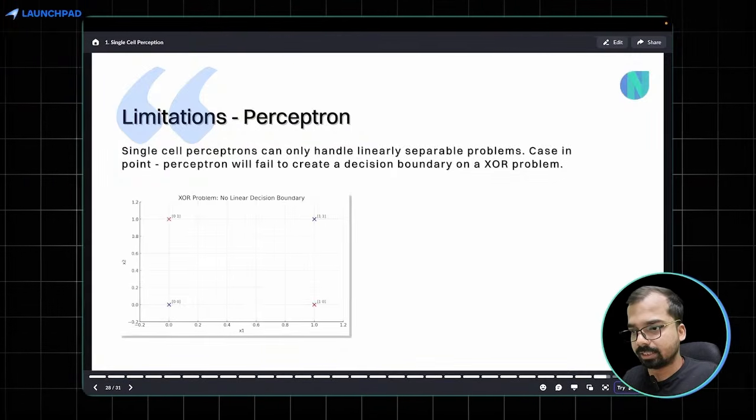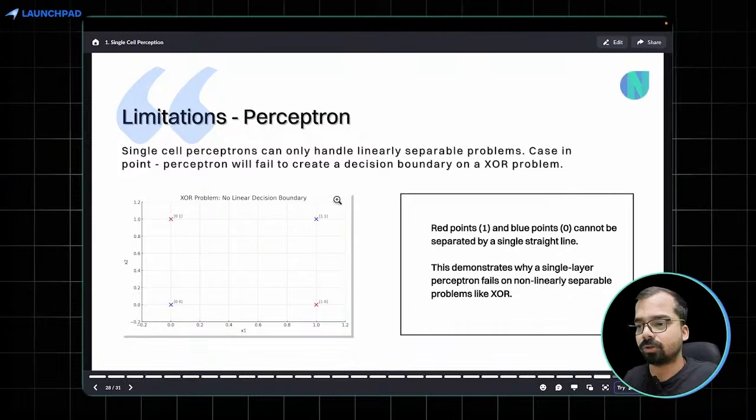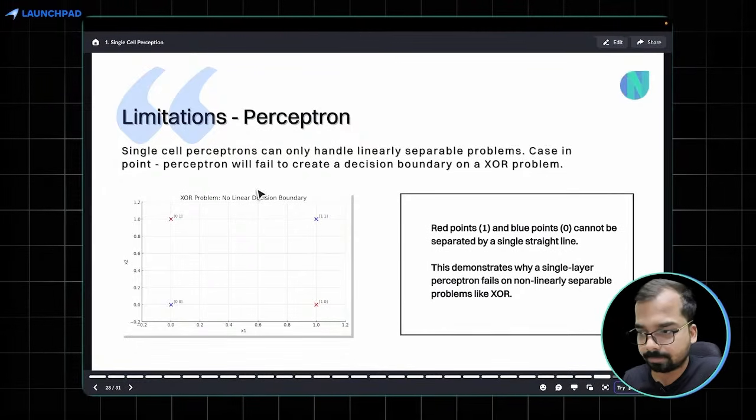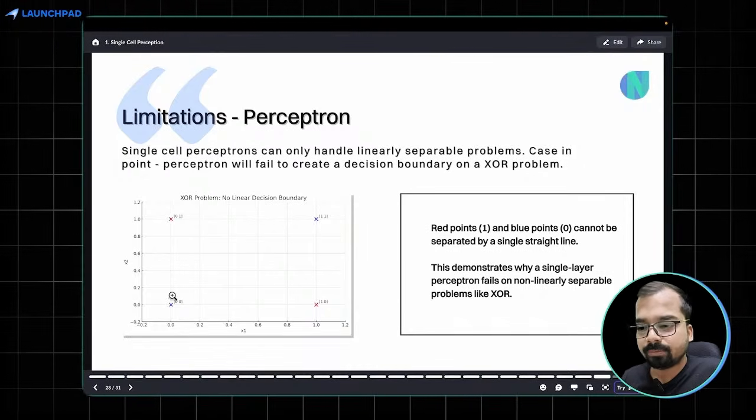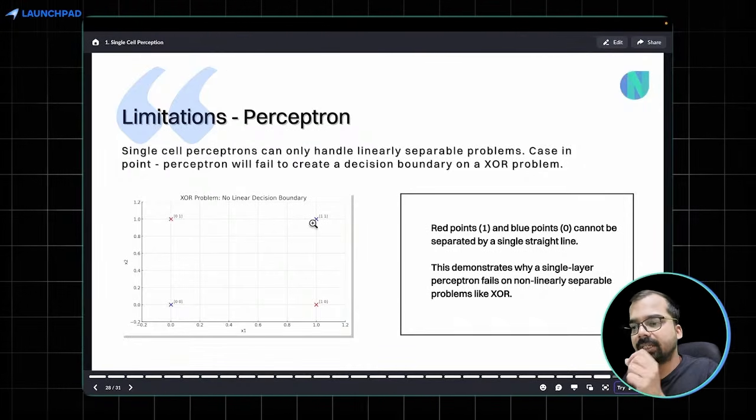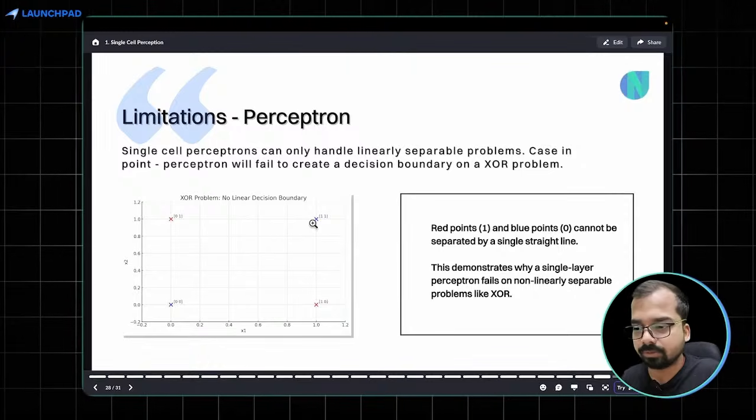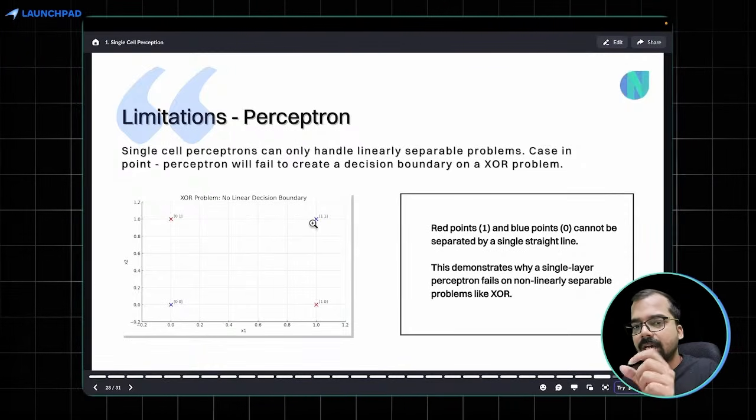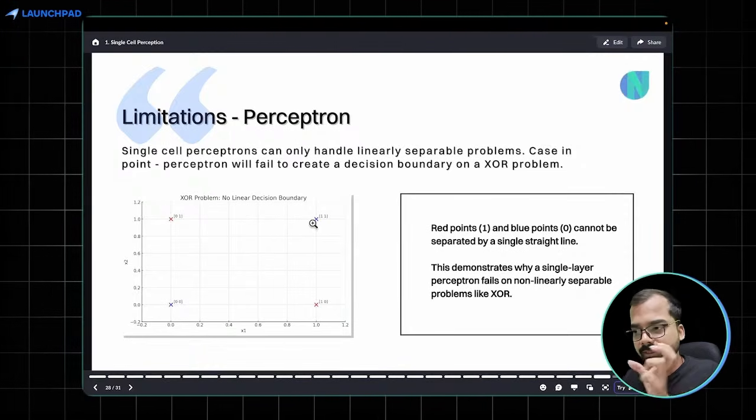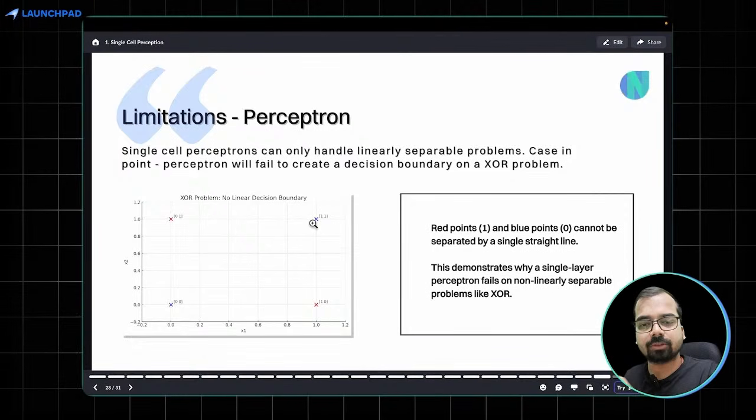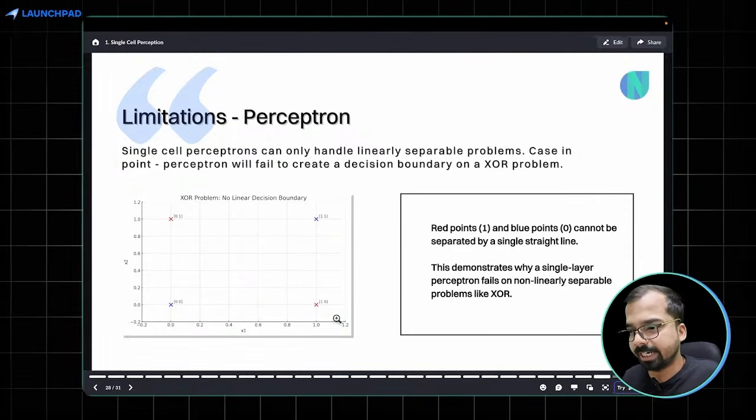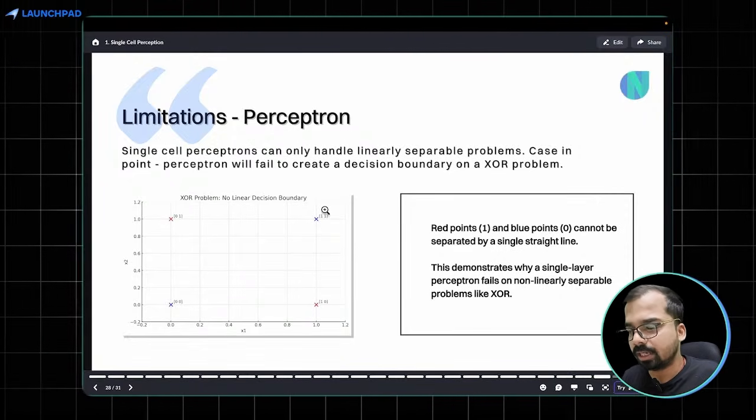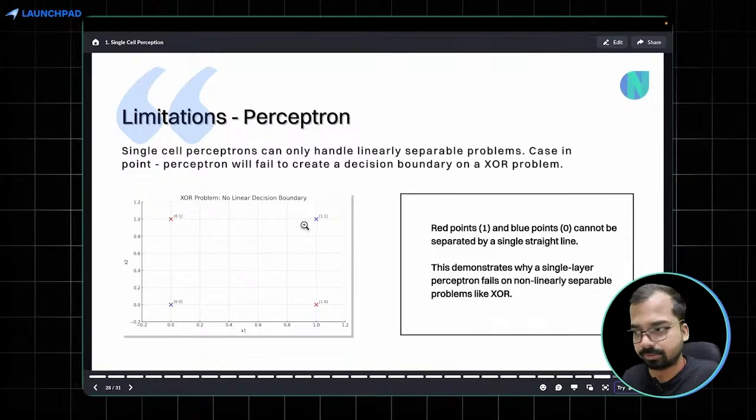But let's take another problem that is known as the XOR problem, exclusive OR. If you see the truth table of exclusive OR, if A and B are both zeros or both ones, the output of exclusive OR is 0. Otherwise it is 1. The red points over here are 1 and the blue points over here are 0.